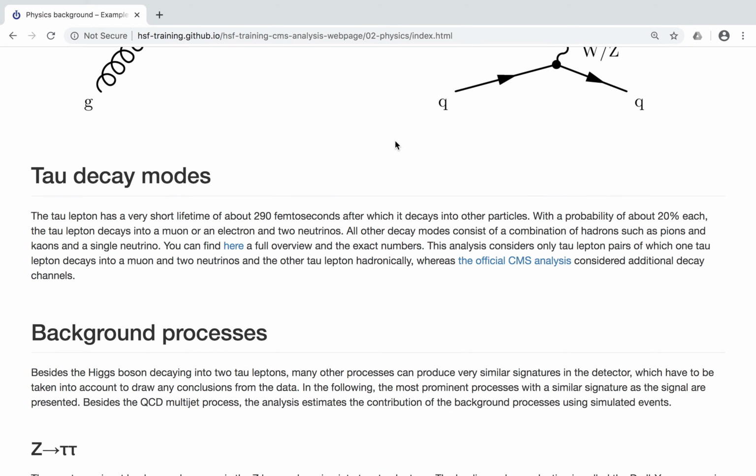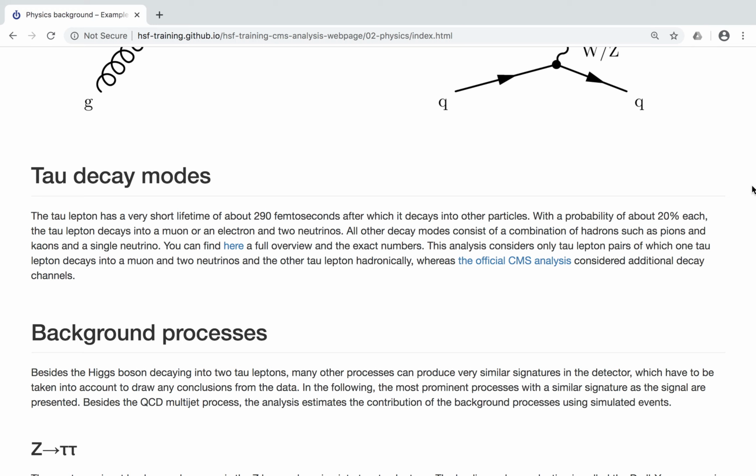And so we're looking for the tau decay modes. The tau can decay to either a muon or an electron and two neutrinos. And all other decay modes are a combination of hadrons and a single neutrino. And if you follow this link to the PDG here, you find a full overview and the exact numbers. So this analysis is considering only tau lepton pairs, where one tau decays into a muon and two neutrinos, and the other decays hadronically. This is yet another way that our analysis is a little bit simpler than the official analysis, which considered additional decay channels.